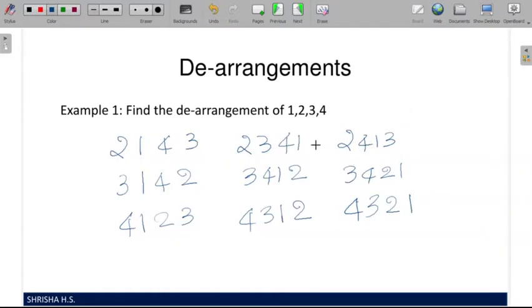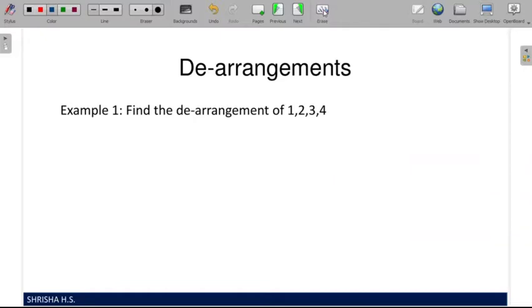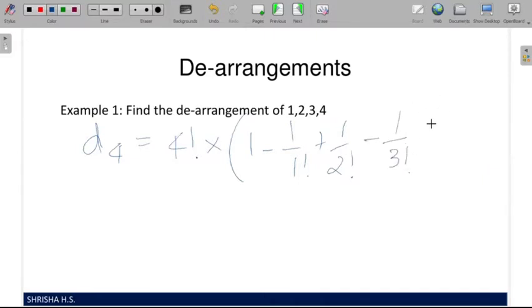Now let's do it through the formula. We have to calculate D4. So 4 factorial multiplied by 1 minus 1 by 1 factorial plus 1 by 2 factorial minus 1 by 3 factorial plus 1 by 4 factorial. The calculation gives us 9.